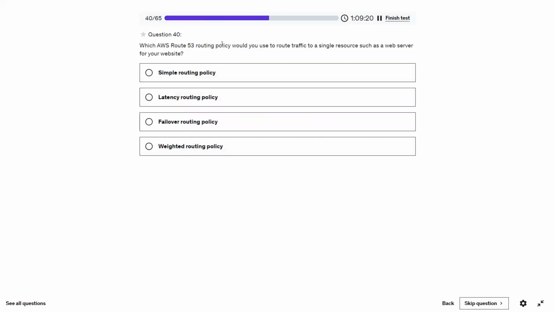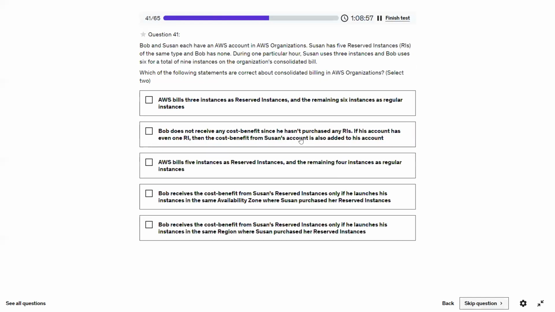Which AWS Route 53 routing policy would be used to route traffic to a single resource? Not multiple resources, only one source to destination, just one connectivity. So it is the simple routing policy, not latency, not failover, not weighted. In weighted we have two, say 50% weight to one instance, 50% to another. Similarly failover.